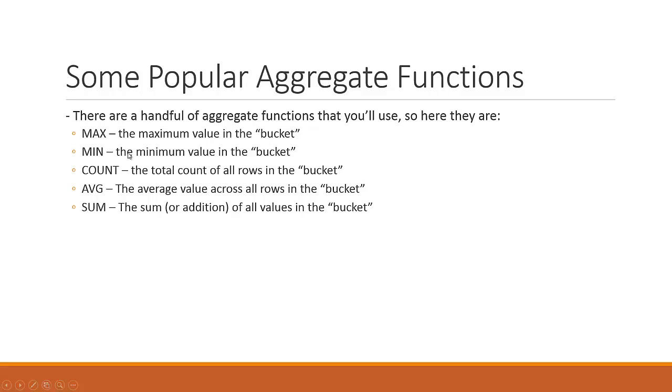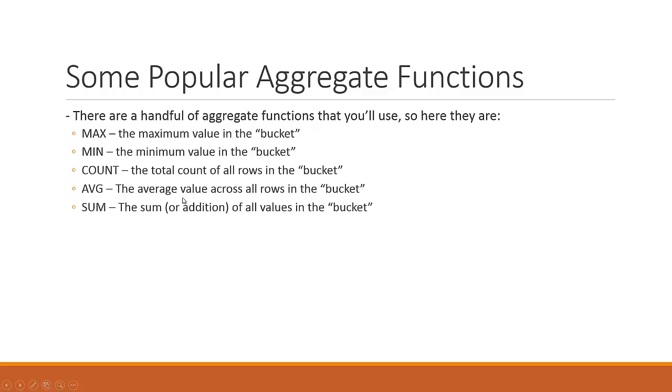Same goes for min. It's obviously the opposite of max. It looks for the minimum value in the bucket. The count is a little bit different, because the count looks at the total of all the rows in the bucket. It doesn't necessarily look at an individual value. It looks at the overall count. So how many rows, how many data points are there in a particular bucket? That's a good thing to understand, the difference between count and everything else. Count looks at the overall number of rows in a bucket, whereas with min, max, average, and sum, you can actually look at the individual columns of the rows that are inside of a bucket. So obviously the average is just the average value across all the rows in the bucket.